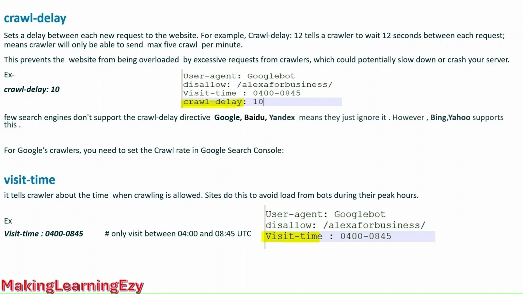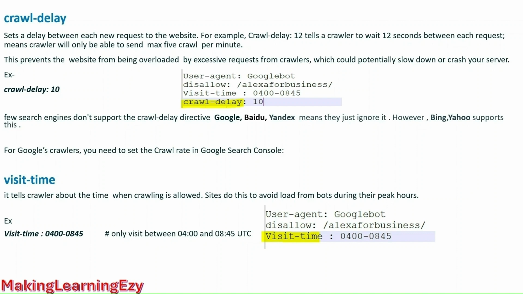There are multiple search engines which do not follow this crawl-delay directive. Google doesn't even follow the crawl-delay directive. Baidu, Yandex, they just ignore it. There are a few which follow this directive, like Bing and Yahoo. If you want to set the crawl-delay for Google's crawler, you can do that in the Google Search Console.